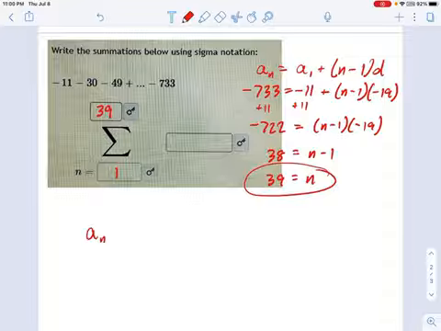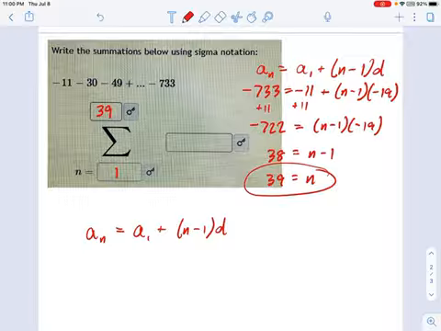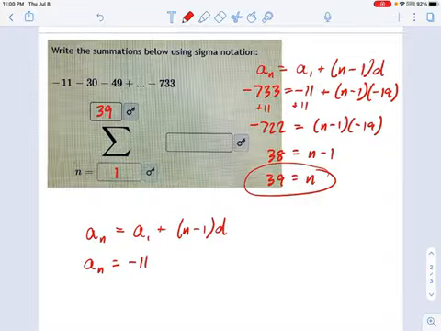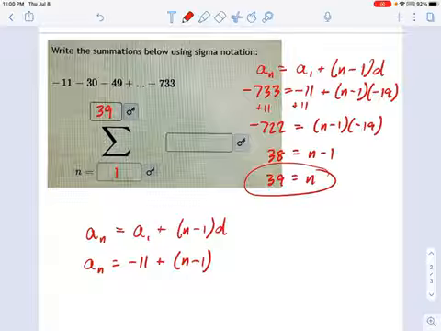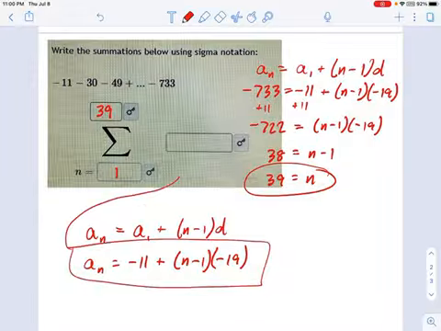Remember the explicit formula here, a_n equals a_1 plus n minus 1 times d. So if you already did this part, great, good for you. All we need to know is the first term, negative 11, plus n minus 1 times the difference, which is, we talked about that already, negative 19. So what you can do is you can take this whole thing and plug it up here. You don't need to simplify it.